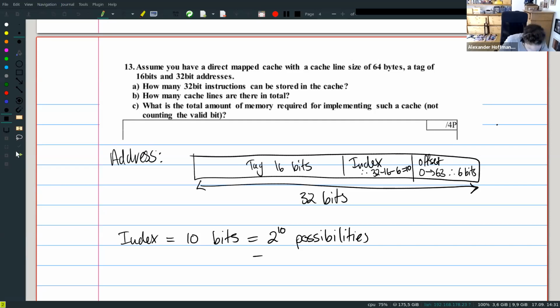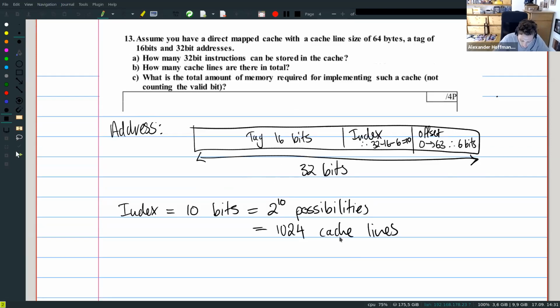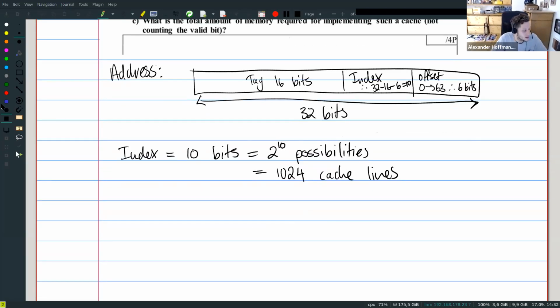And this equals, if we put it in my calculator, what's 2 to the 10? 1,024 cache lines. So we know we have 1,024 cache lines. Let me just see if I got my chat. Yeah, very good, Chen. Now, the first question was, how many 32-bit instructions can be stored in the cache?